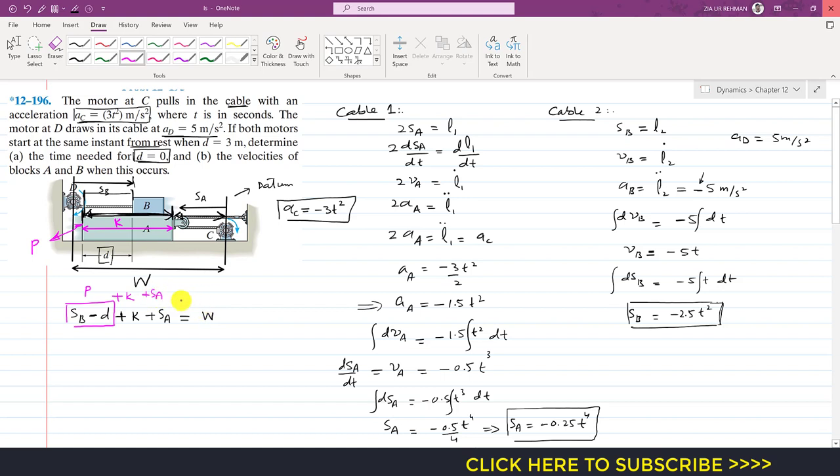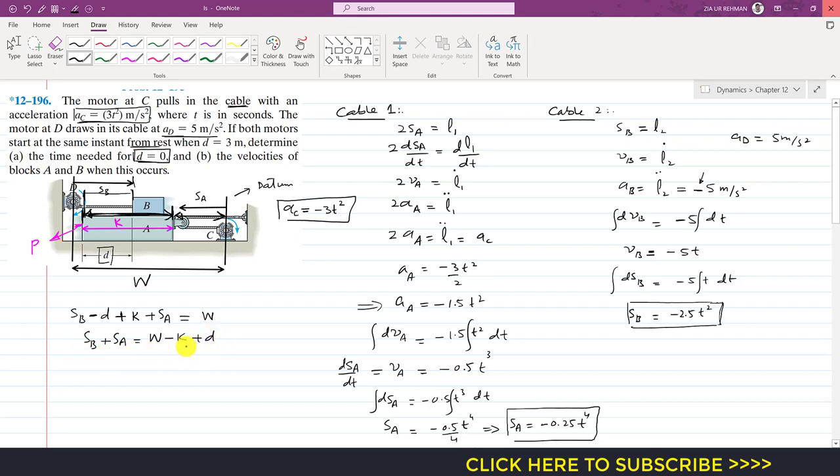So this is equal to W, right? So now we have this equation. Now I can write this as SB plus SA equals W minus K plus D, right?